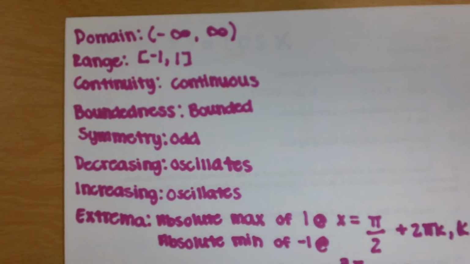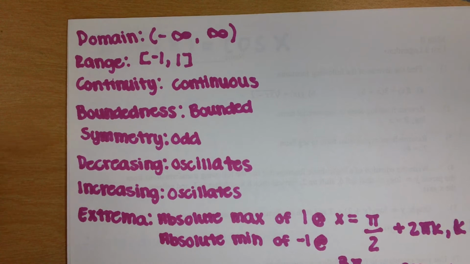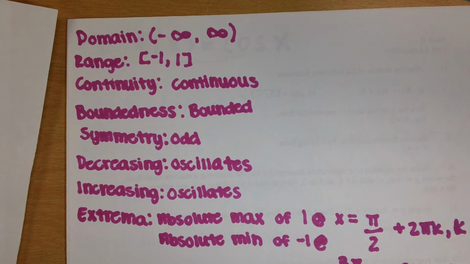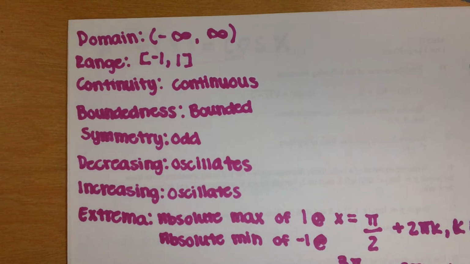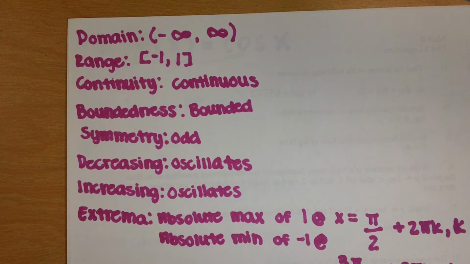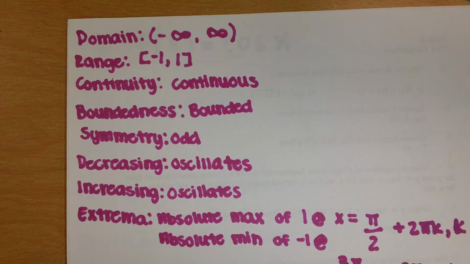This is for y equals sine of x. The domain is negative infinity to infinity. The range is -1 to 1. The continuity is continuous. The boundedness is it's bounded at the top and bottom. The symmetry is it's odd. And the decreasing and increasing is oscillating.